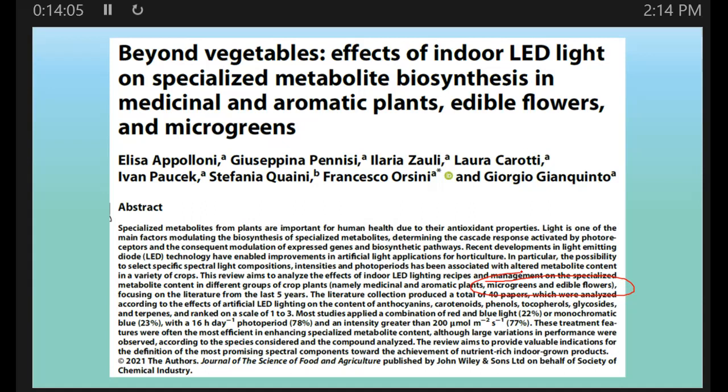Edible flowers is another thing that is becoming kind of a big business, I've noticed. So lots of research going on, lots left to do, but I think this has huge potential for being able to increase the quality of the plant that you're growing.